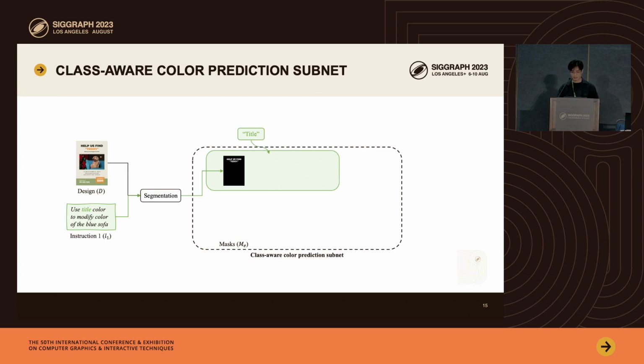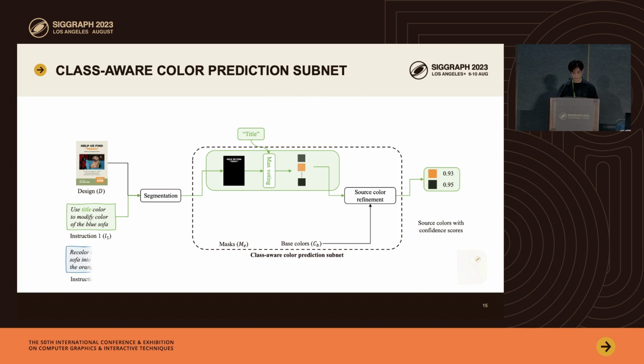So here, the title is a text-based element, so we use max voting to predict a series of best colors. Then we further post-process the best colors via a source color refinement to predict the final source colors with confidence scores. And here is another case in blue, as its element type shape is a field color-based element, so we use sum voting.